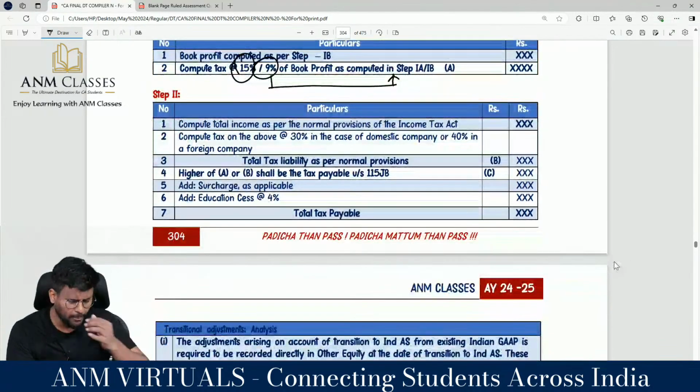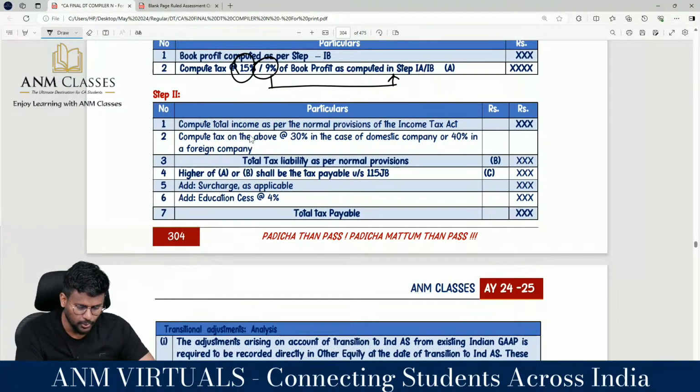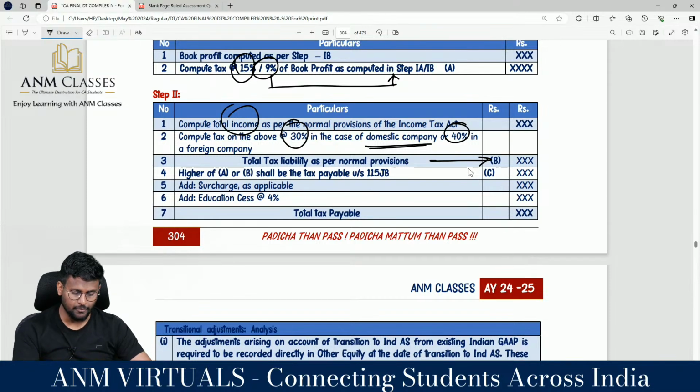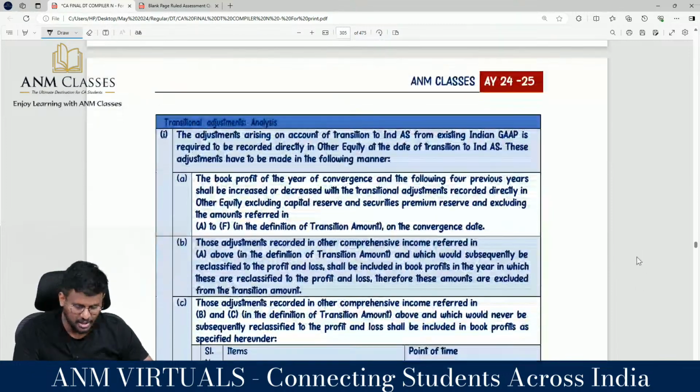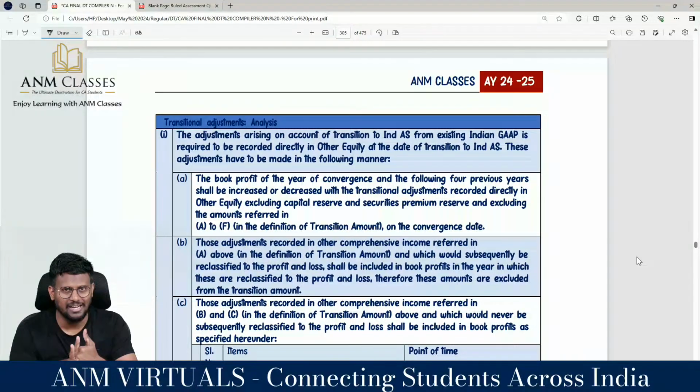Now again, all the normal drama: you have to calculate the total income as per the normal provisions of the Act, apply 30% on that in case it is a domestic company, or 40% in case of a foreign company. That is the total tax liability as per the normal provisions. Then you have already calculated the 15% MAT; whichever is higher, add surcharge if applicable and education cess, and you will get the total tax payable. This is the ultimate format of the MAT for an Ind AS company.